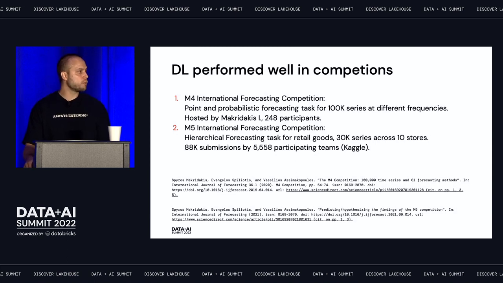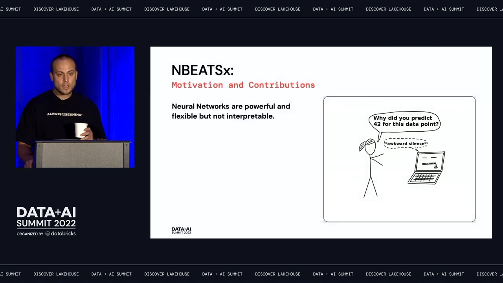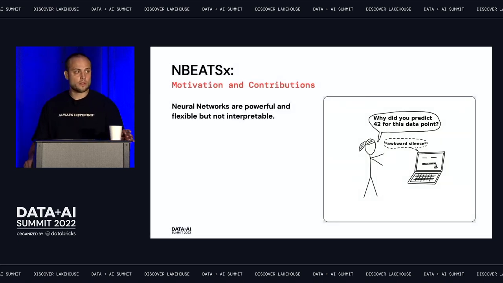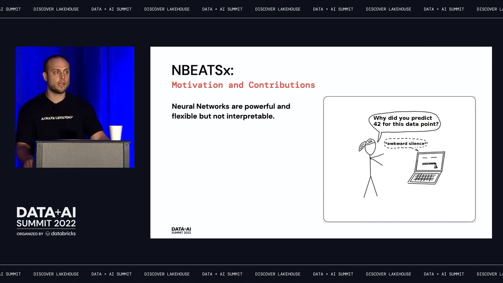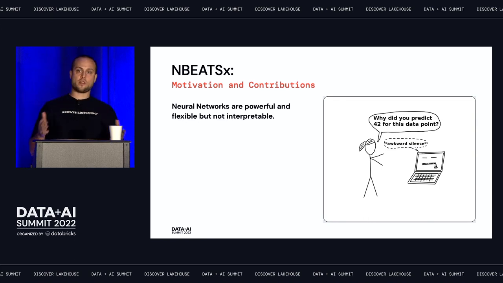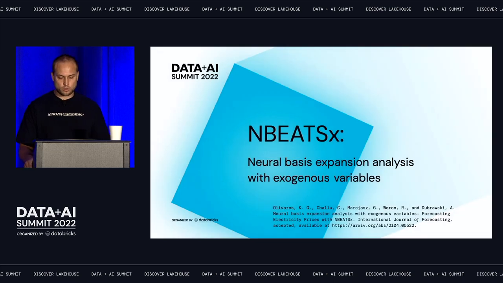Deep learning has also performed quite well in benchmarking competitions, in time series competitions, in the M4, M5, etc. However, although neural networks are indeed powerful and flexible, they are not really that easy to understand, they are not really interpretable, and that obviously poses a difficulty if you're trying to make important decisions based on the model that you have. So there is this constant tension between being able to accurately forecast but also understand more or less what the model is doing. And that's where the NBEATS comes into place.